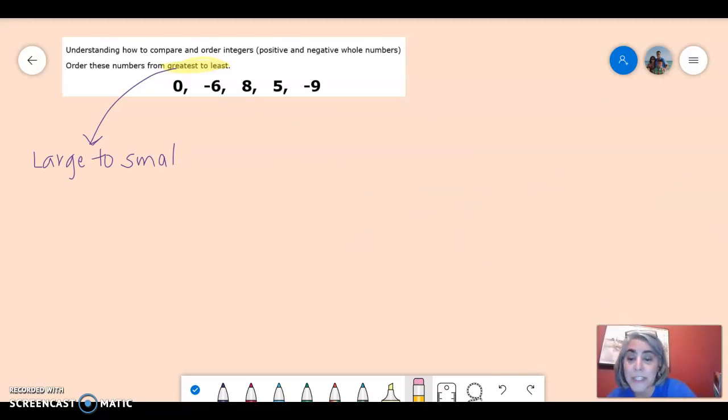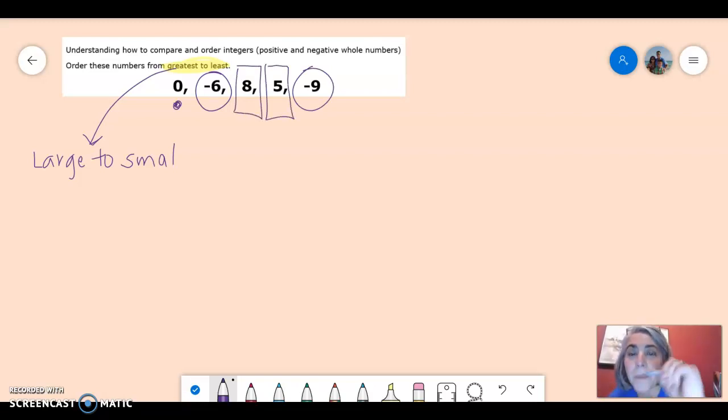So what I'm going to do is start placing my numbers in order. I do notice that I have a negative number and a negative number. I have 0, and I have a positive number, and a positive number. Notice that I use circles and squares to help me. This is a really big deal because it helps me identify which numbers are going to come first and which numbers are going to come last, because I know all positive numbers are bigger than negative numbers.